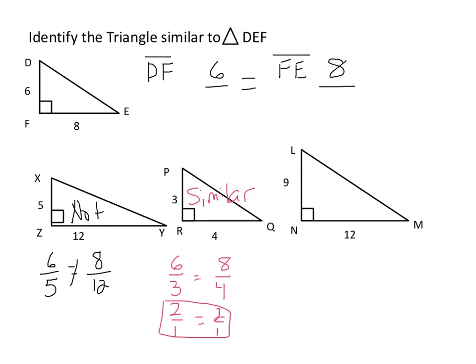And then lastly we have 6 over 9, and we want to know if that's the same as 8 over 12. 6 over 9 reduces to, sorry, it's divisible by 3, so that would be 2/3. So 6 over 9 is 2/3. 8 over 12 is 2/3. So this one is similar as well.